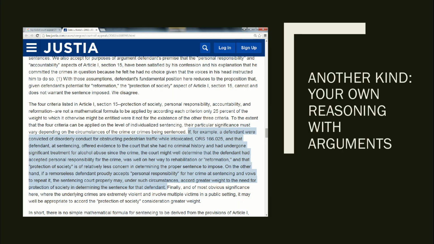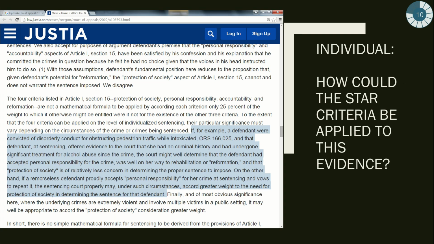And so I give that one to students as well, so they can see another kind of evidence in action, and give them just an opportunity.